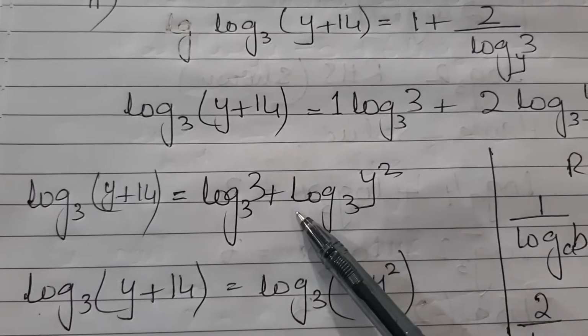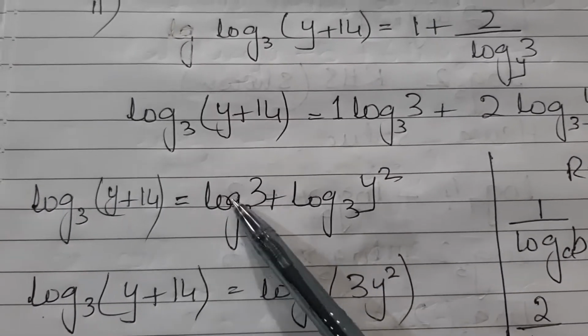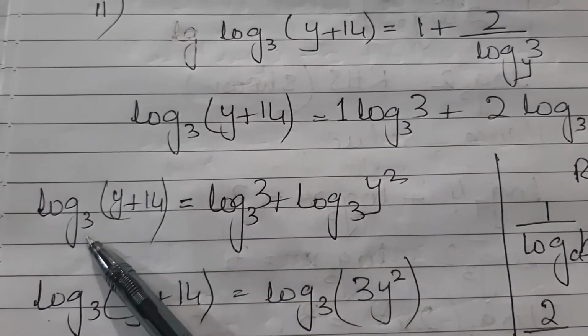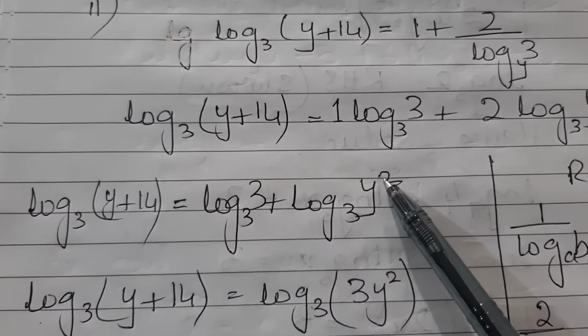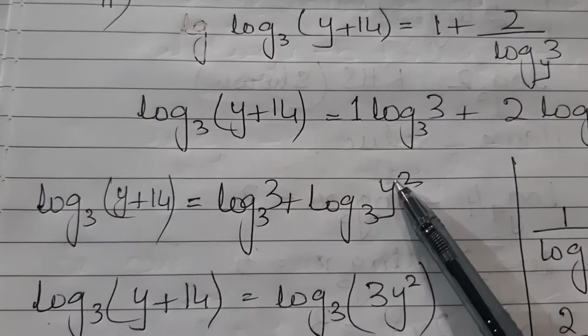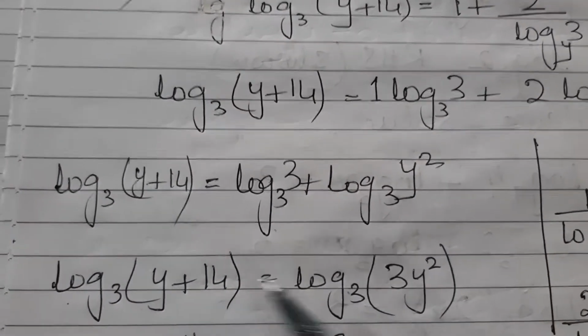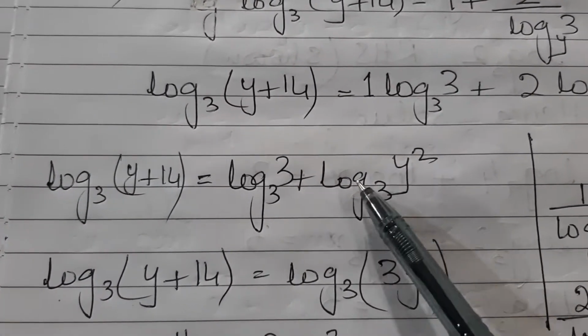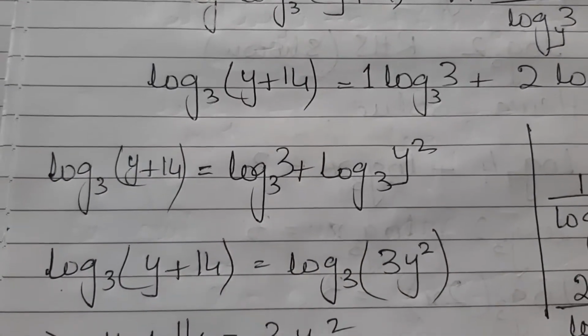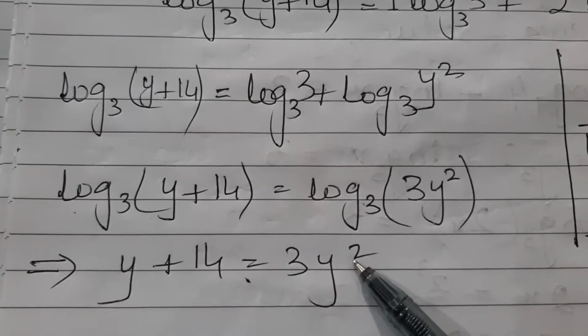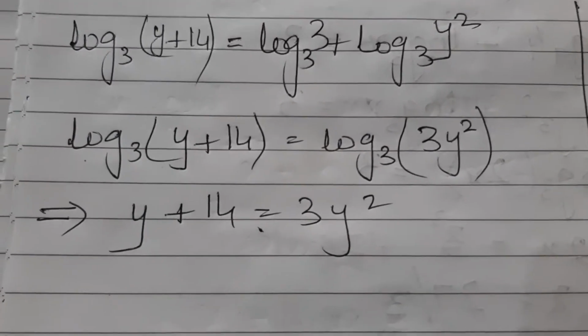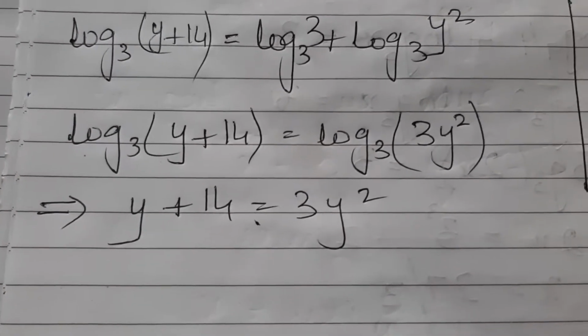Now students make mistakes at times. They just remove lg 3 from here, here and here, and they write y plus 14 equals 3 plus y square. You can't do that. You can do this only when you have 1 term on each side. So don't make the mistake of removing it from this stage. So it is y plus 14 equals 3y square, and then it will become a quadratic equation. Okay, and you will solve it.